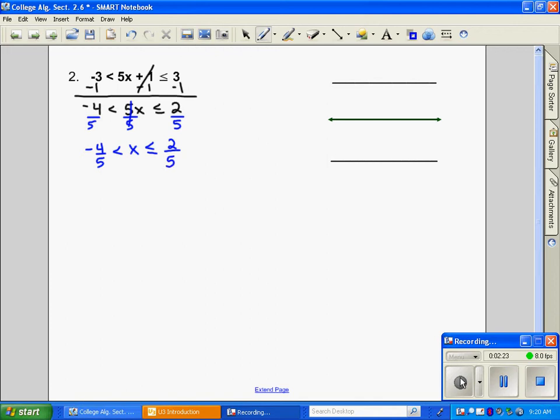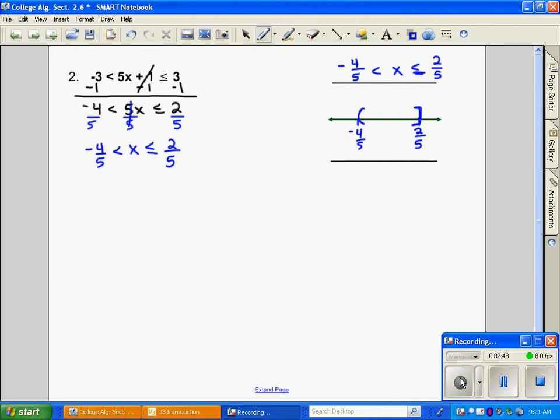So that's what goes over here in our solution. Next, we want to be able to graph this in order on the number line. Negative 4/5 comes before 2/5, so I need to put these two in order. This one's going to be a parenthesis, and this one is going to be a bracket because of the bar right there.